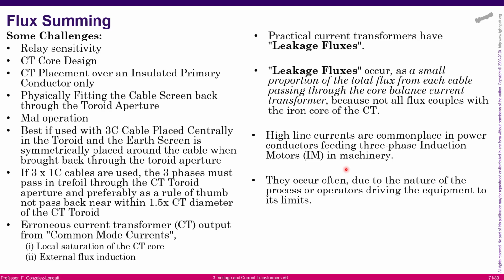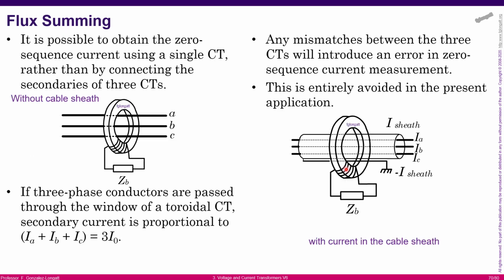Something that you must be aware of is this process known as flux summing, because what you are doing here essentially is you have 3 currents, you have 3 fluxes, and you use this magnetic core to perform the sum of those fluxes. What I am trying to explain is that in a general sense, this magnetic core is performing this algebraic or arithmetic function, summing the 3 currents and getting the zero sequence. Okay.